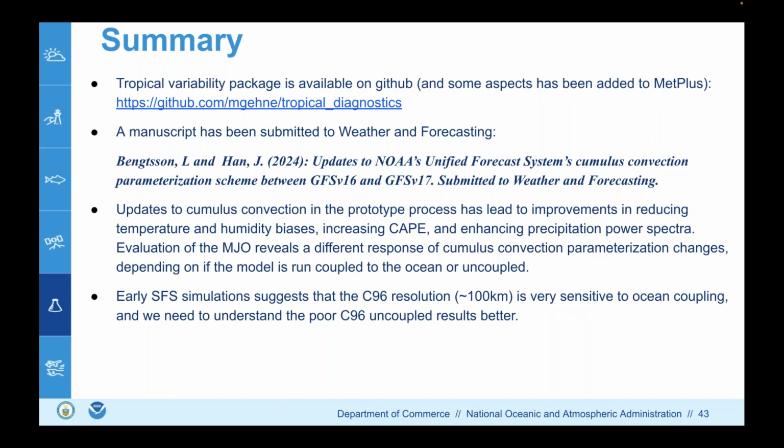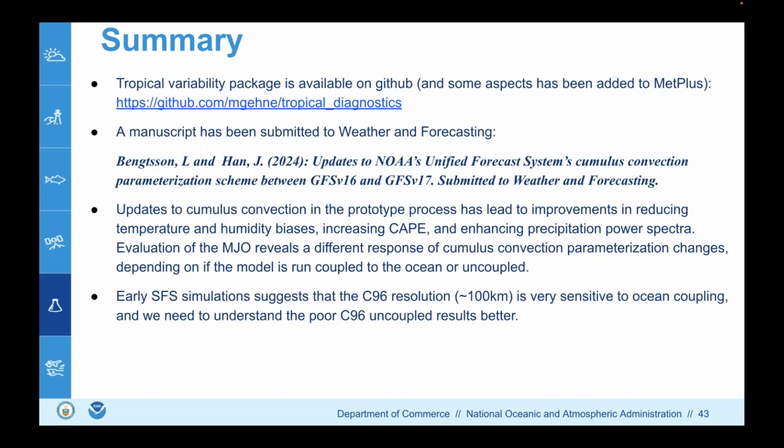These updates have led to improvements in reducing temperature and humidity biases, increasing CAPE, and enhancing precipitation power spectra. Evaluation of the MJO reveals different responses to cumulus convection parameterization changes, depending on whether the model is run coupled to the ocean or uncoupled. And early seasonal forecast system simulations suggest that the C96 resolution, which is about 100 kilometers, is very sensitive to ocean coupling. And I think we need to understand the poor C96 uncoupled results a little bit better.